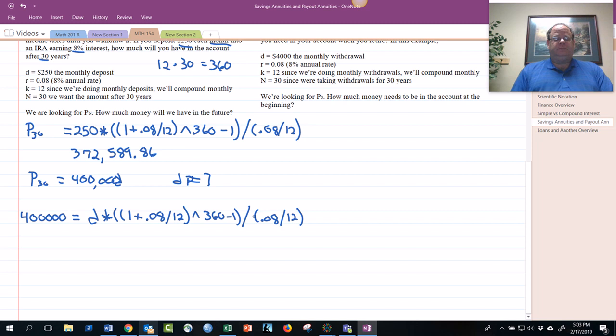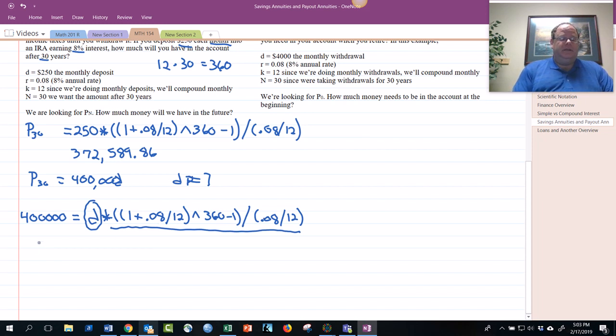Now, we're looking for D, right? So what we've got to do is divide both sides by this whole mess. Now, remember this is a fraction, right? It's this mess here over what's in this parenthesis. When you divide by a fraction, what do you do? Remember, you multiply by the reciprocal, right?